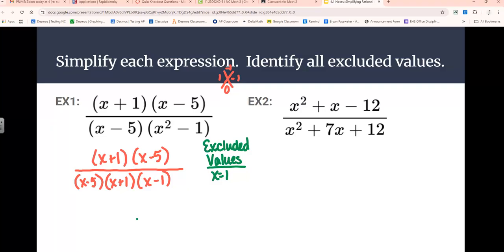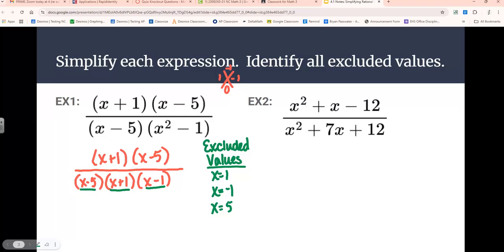Another thing that would give me 0 in that denominator. 1 came from right here because 1 minus 1 gives you 0. Negative 1, because right here, negative 1 plus 1 would also give you 0. Right? So Heston, what would the last one be? A positive 5? Because 5 minus 5 would give you 0, right?